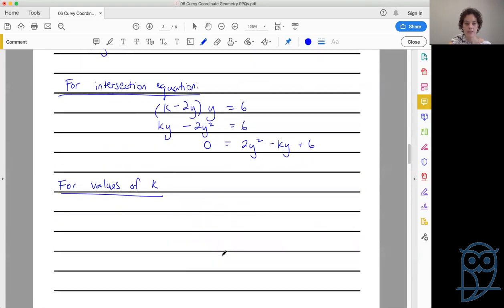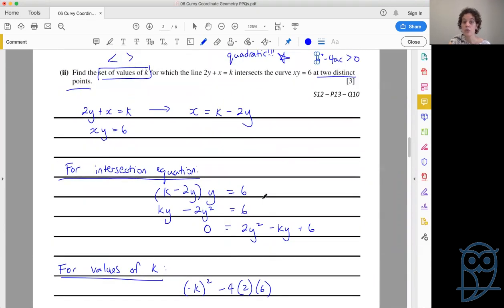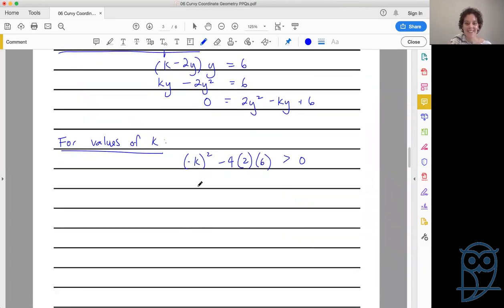we would have b squared minus 4ac, minus k squared minus 4ac. And in this case, we have said two distinct points. So they are real and they are different. It is greater than 0. So, magic, hey? k squared minus 2 times 4 is 8. 8 sixes is 48. Greater than 0. Have I done something wrong, or did I pick a question with random answers? It appears I have picked a question with random answers.